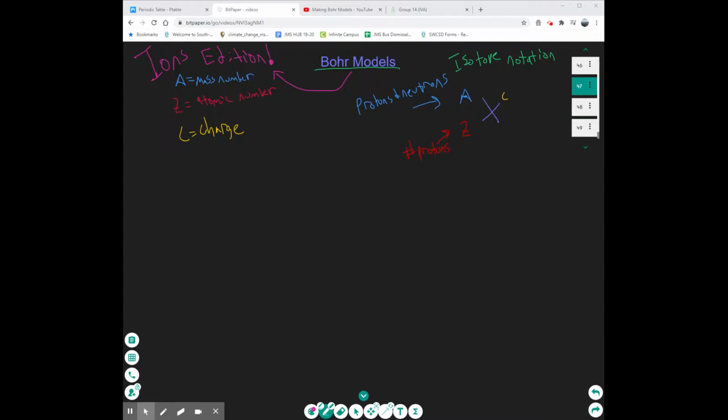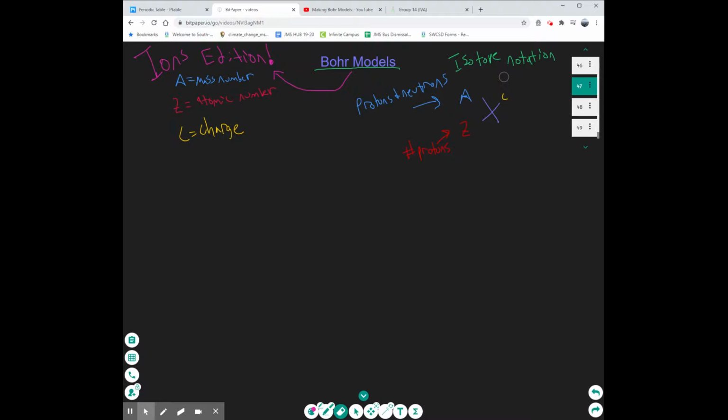Okay, so we learned about Bohr models the last time. Today, we are going to take the same idea and apply ions to it. This is where your isotope notation is going to change slightly because now there is going to be a charge value. And that charge value is going to show you what happens to the electrons that would normally exist in the outermost shell of your atom.